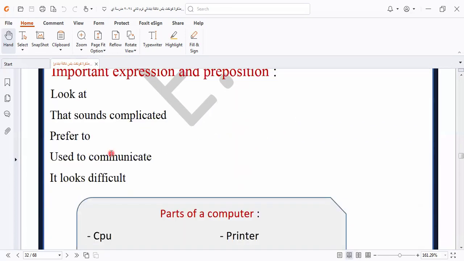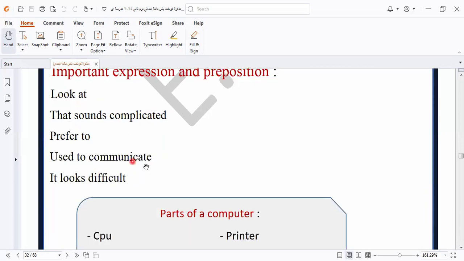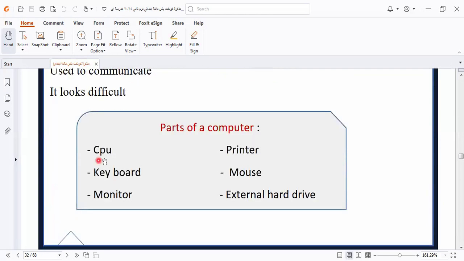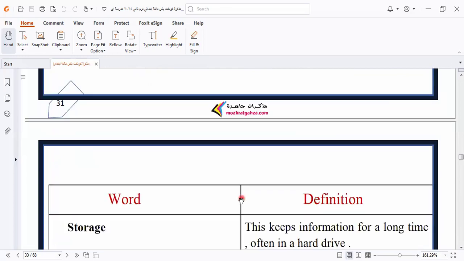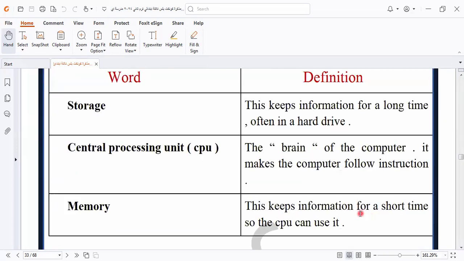We have here important expressions and prepositions that must be studied as they are. We have look at. That sounds complicated. Refer to. Used to communicate. It looks difficult. Parts of computer here. We have CPU, keyboard, monitor, printer, mouse, external hard drive. Let's know every part and what the function of this part is.